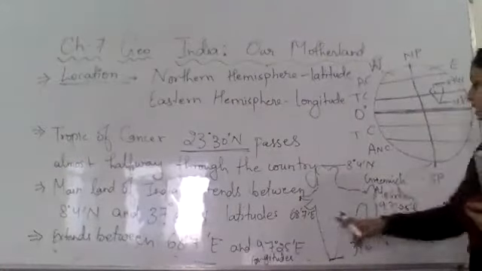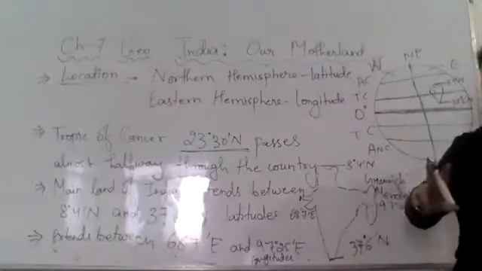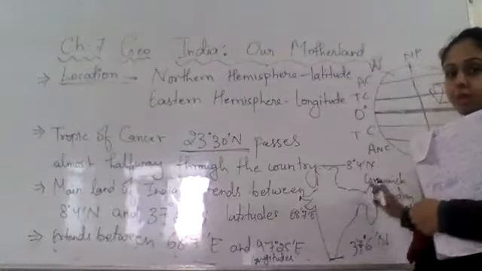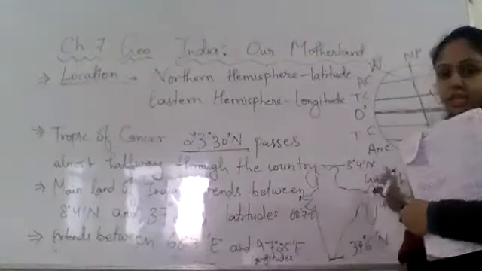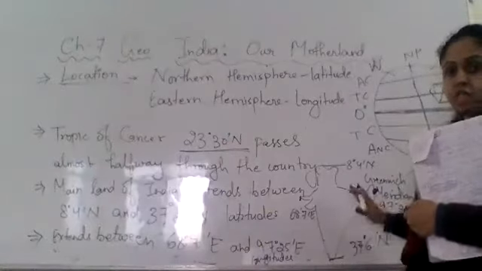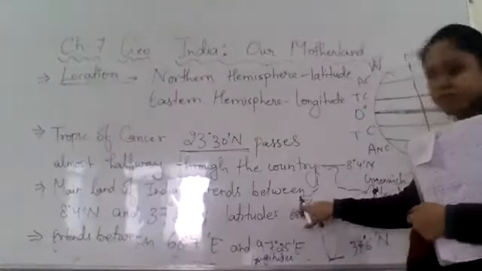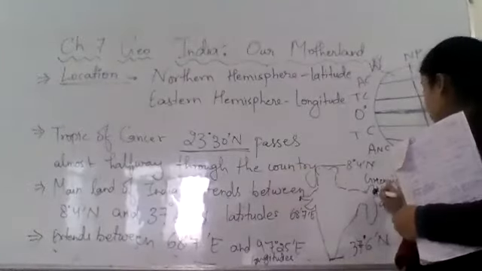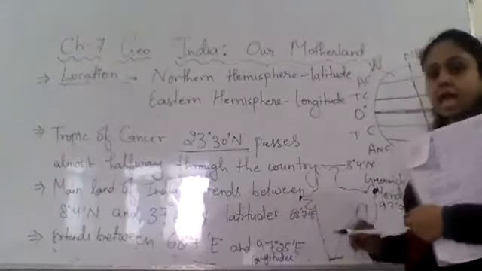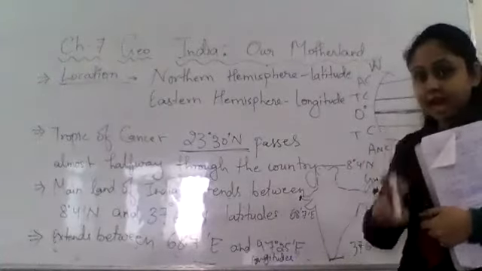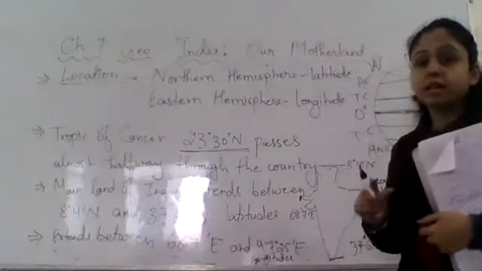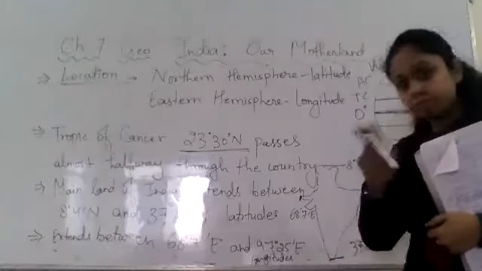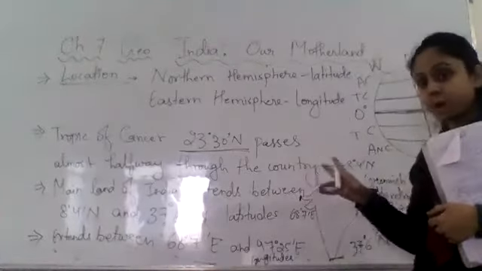Now if you see, there is a difference of 2 hours. Arunachal Pradesh is our last point in the east, and here you have Kutch in Gujarat, which is the last point of the west. Now from east to west, as we have already discussed, longitude helps in calculating time. Time is calculated on the basis of longitude, that we already discussed in our previous chapter.